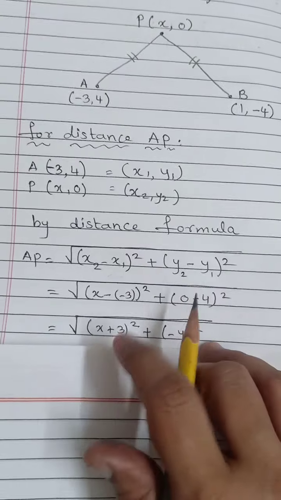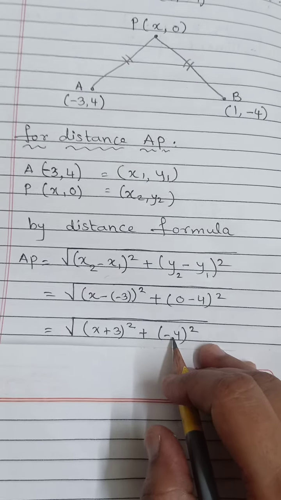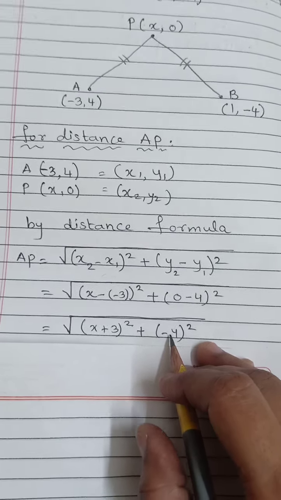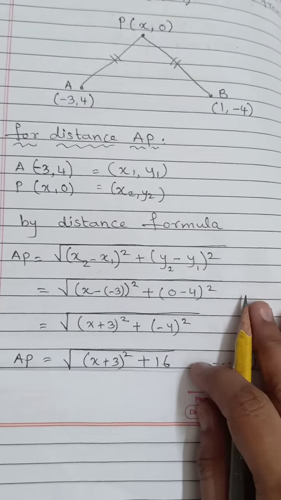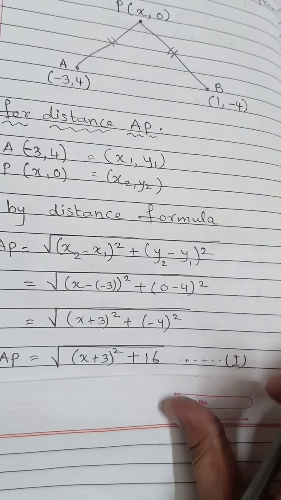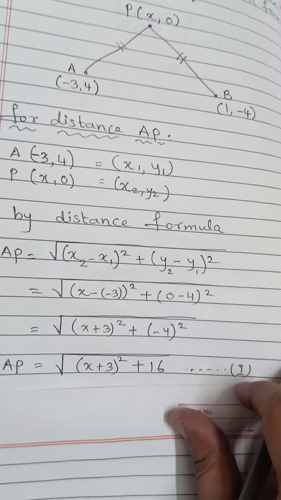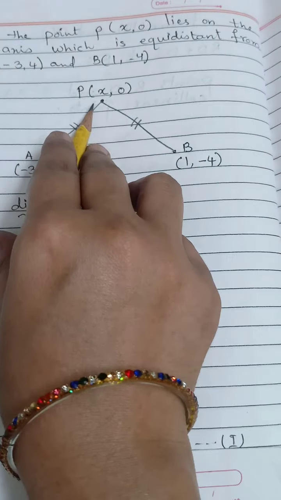Now this x plus 3 the whole square I will keep as it is, and we know that whether the number is negative or positive, the square will always be positive. So minus 4 square will be 16. In this way we have completed our distance AP, and I have given it equation number 1. Now we are going to find the second distance, that is distance BP.